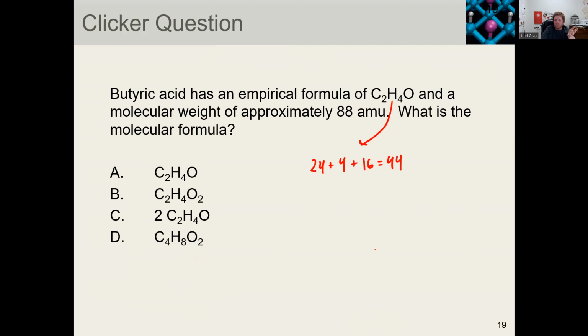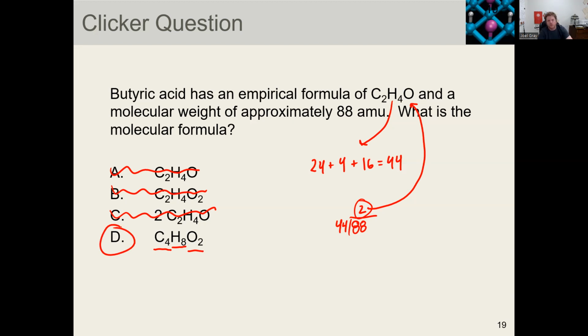So now, if I want to figure out what the molecular formula is, I'll take the molecular mass divided by 44, and I'll see that my answer is 2. My ratio is 2. So that means that I take this and multiply it by each of my subscripts. So I can eliminate A as an answer. I can eliminate B as an answer. And actually, I need to eliminate C, because what I'm doing is taking this right here and multiplying each one of my subscripts by that. So I'm ending up with C4H8O2. Answer option D is the only good answer there.